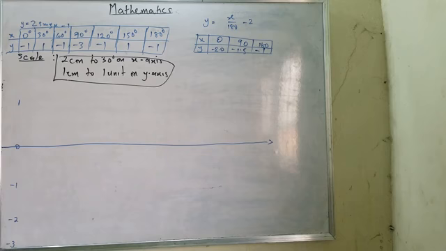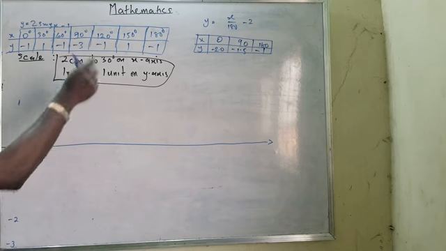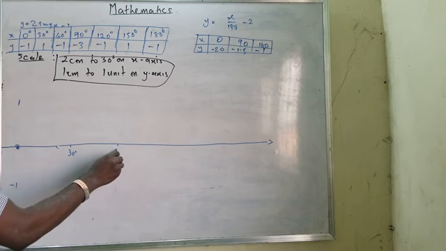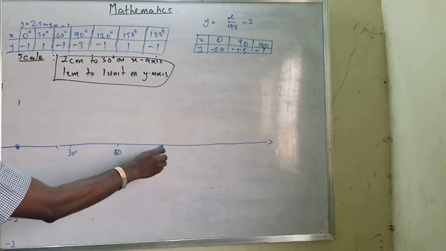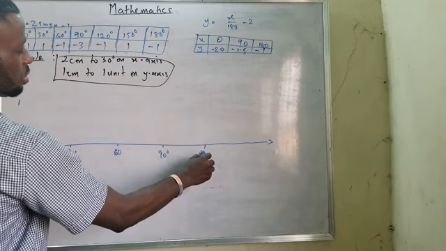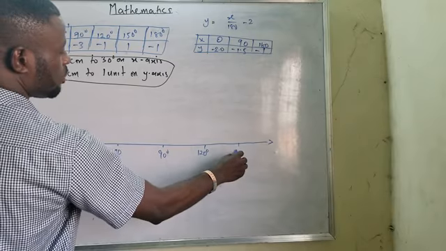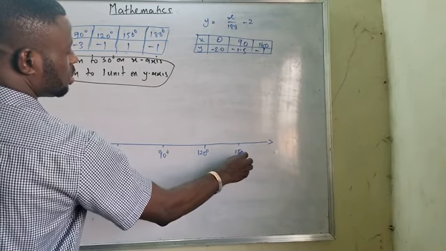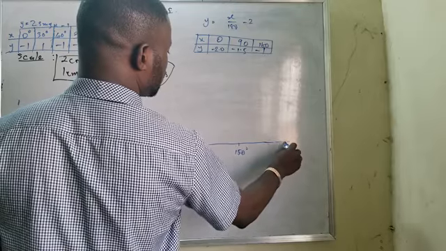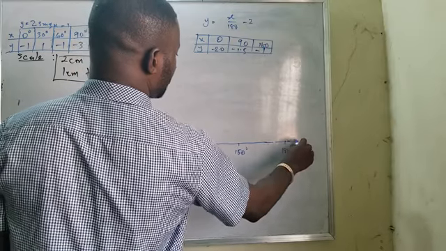Now, the next thing I'm asked to do is that 30. Don't forget that this one will be 0. Here, we are talking about 2 centimeter representing 30. Now, it means from here to here, we have 30 degree. We have 60 degree. We have 90 degree. We have 120 degree. We have 150 degree, and we have 180 degree. It goes like this.